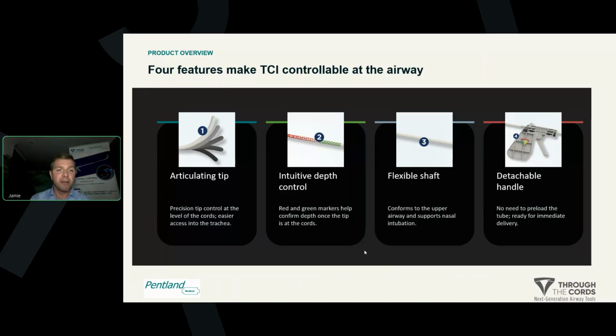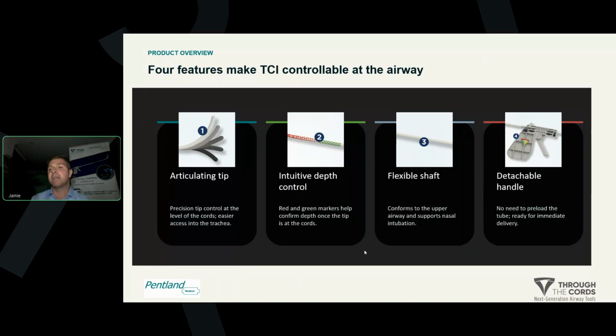The next point here is the depth control markers. We have a green marker and a red marker close to the tip of the introducer. Once you advance the green marker to the vocal cords, you are at the correct depth. Whereas if you go into the red zone, you've advanced it a bit too far, and we advise you pull it back a little. Notice there is actually a distinguishable pattern between the green and the red zone as well, so even colourblind users can determine the difference.